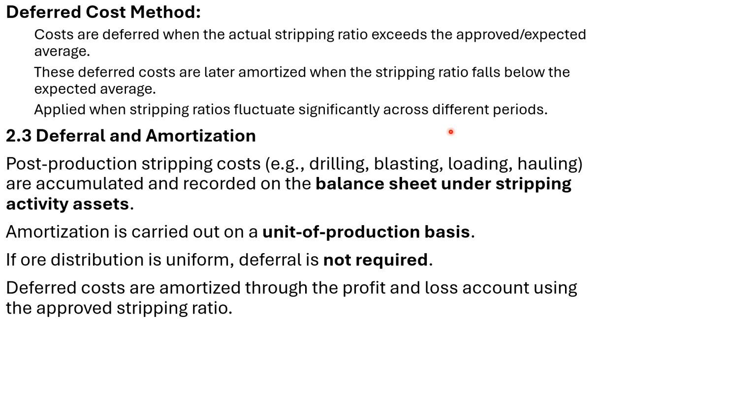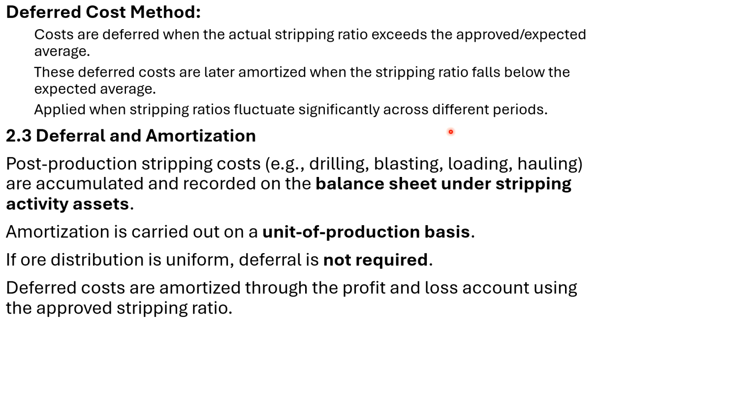The basic difference is that of the two accounting methods, in the case where the OB to ore ratio fluctuates significantly across different periods, we apply the deferred cost method. Where the stripping ratio is constant throughout the life of the mine's component, we will follow the immediate expense method.